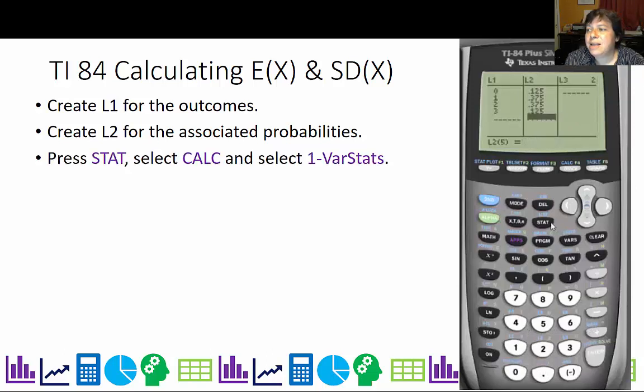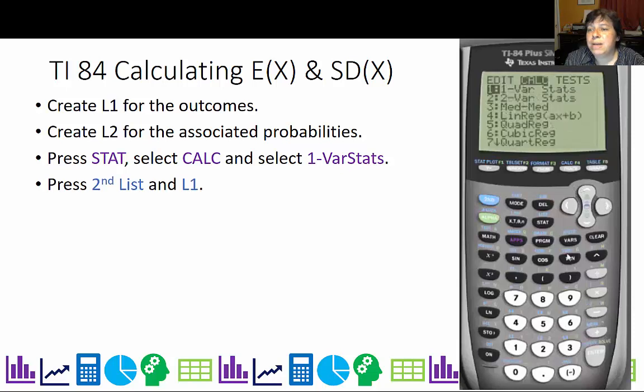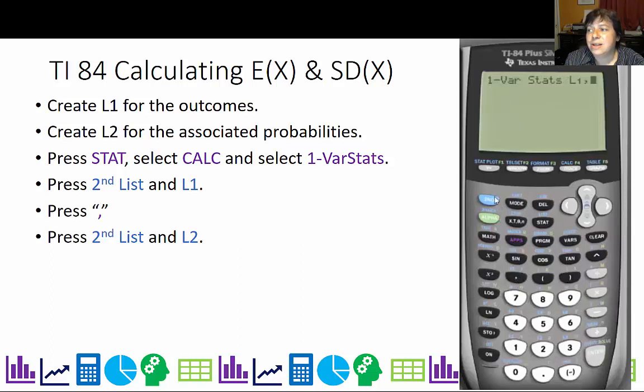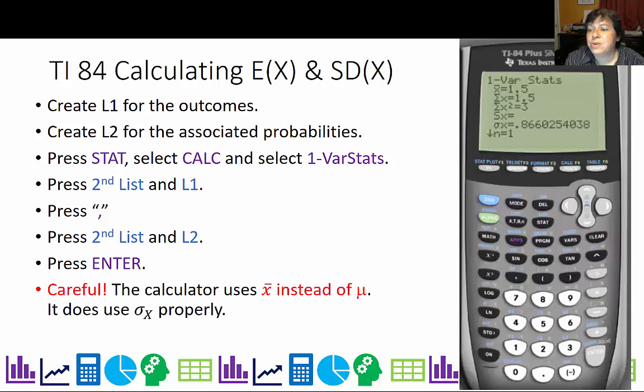All right. Press Stat, Calc, and 1-Var Stats, just like we did before. Make sure you get list 1. If you have the old layout and you have to do the list in a line, you're going to have to put a comma and then select list 2. If you have the more modern calculator, you're going to see this under data and this under frequency, and you just press enter and it will give you the statistics. Be careful, the calculator usually uses x bar instead of mu, but it does use sigma of x properly.